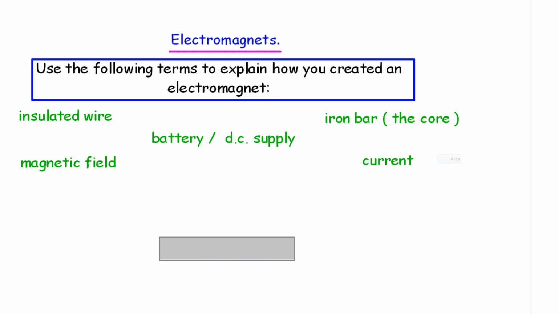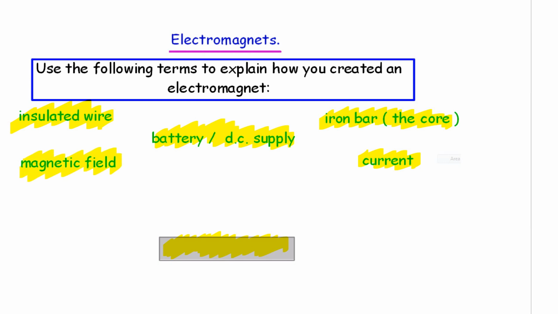To generate an electromagnet, it's pretty simple. You need an iron bar, that's that there. You need some insulated wire that surrounds the iron core. You need a battery to supply the current, and as a result you can generate a temporary magnetic field. It only lasts for as long as the current is flowing. It's pretty simple to produce an electromagnet.